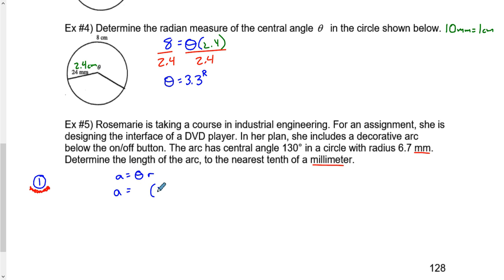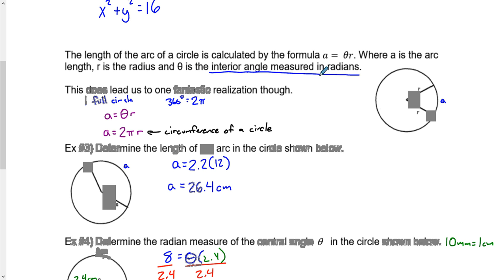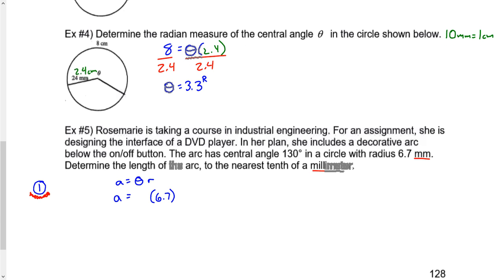So our radius is 6.7. And our theta is not 130. Theta has to be measured in radians. 130 degrees is not in radians. So in order for us to do this question, we actually have to convert that 130 degrees into radians first. That's why we did this kind of stuff in our first little section.